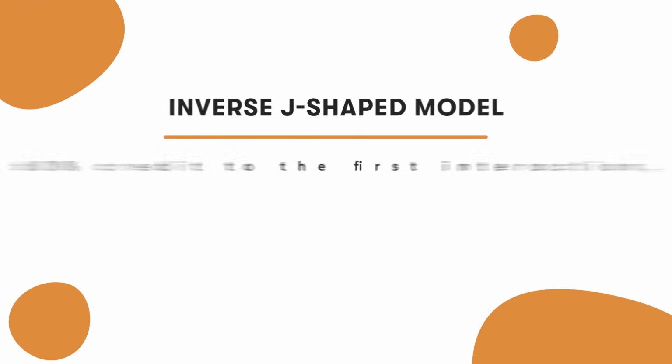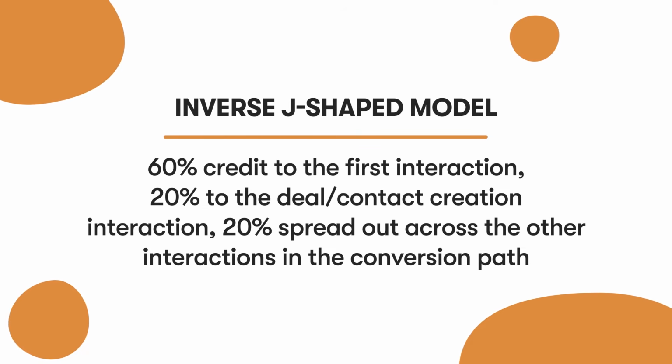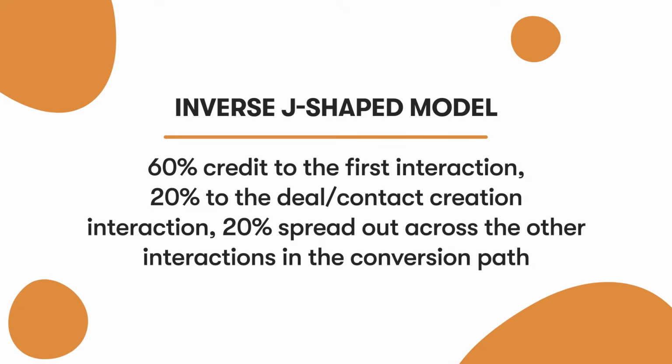There's also the opposite of this, which is called an inverse J-shaped, which is literally if you just flip that around, so that 60% of the credit goes to the first touch interaction, 20% goes to the contact create action or the deal create action, and the remaining 20% is then split across them. And this can be good, similar to first touch campaigns, for awareness campaigns where you do want to see what that very first touch was, because often that's the most important thing. But then you also want to see what influenced them along the way, because they might have had interactions at several points if you've got a longer sales cycle. So it can be more helpful for more complex sales cycles than just that first or last touch.